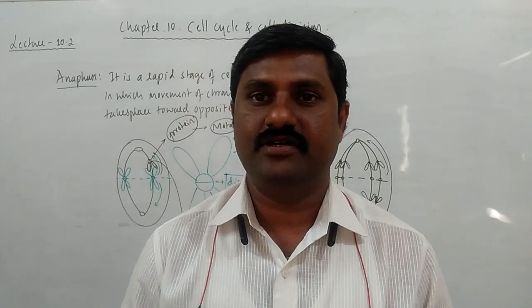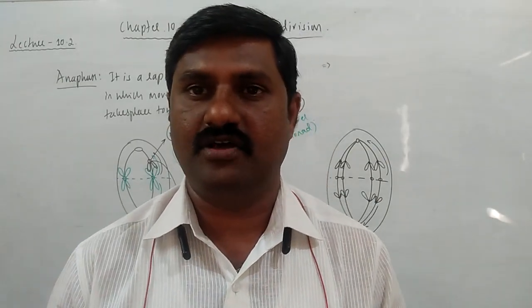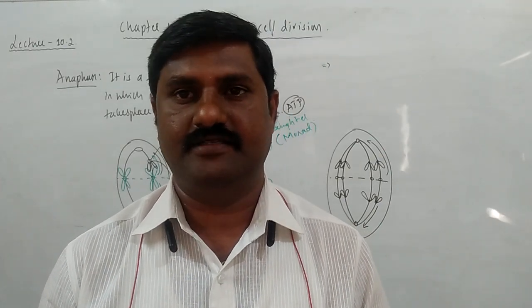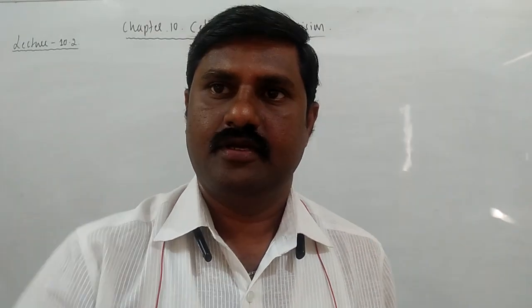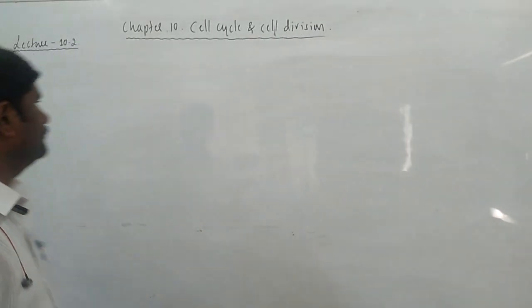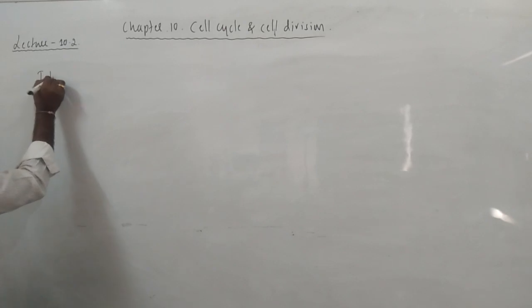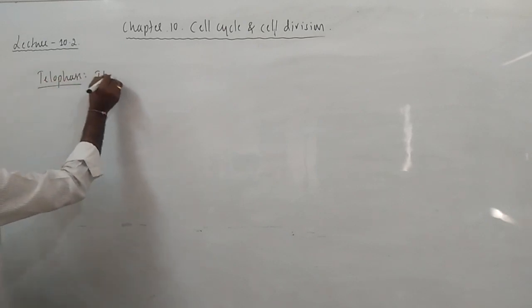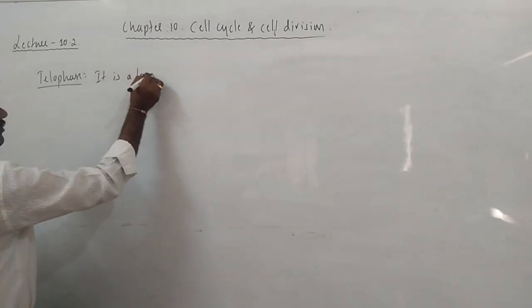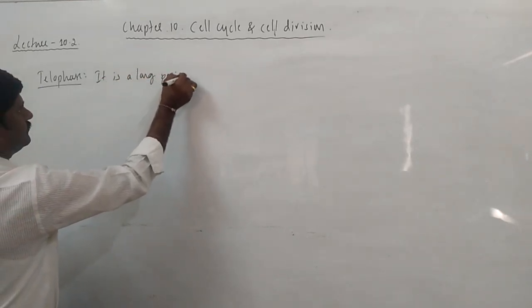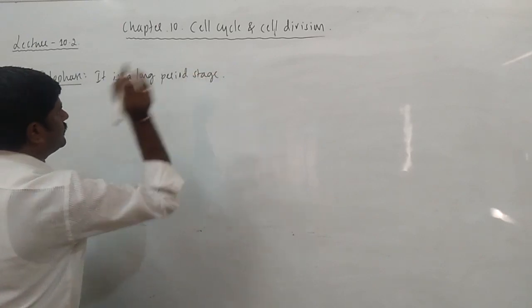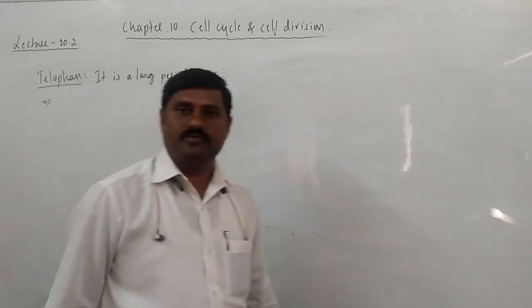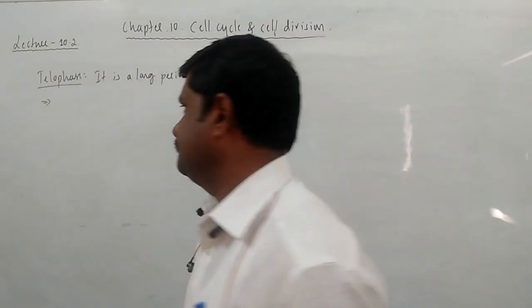And the next stage is telophase, the last phase of karyokinesis. What happens in telophase? Let us see now. Next one is telophase. It is a long stage during which, ultimately, the chromosomes reach towards the pole.